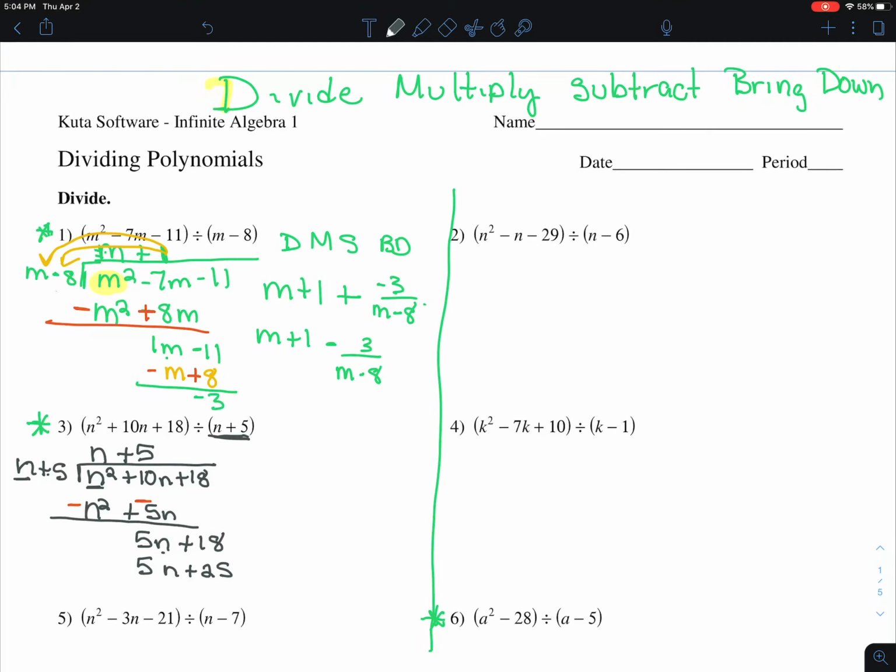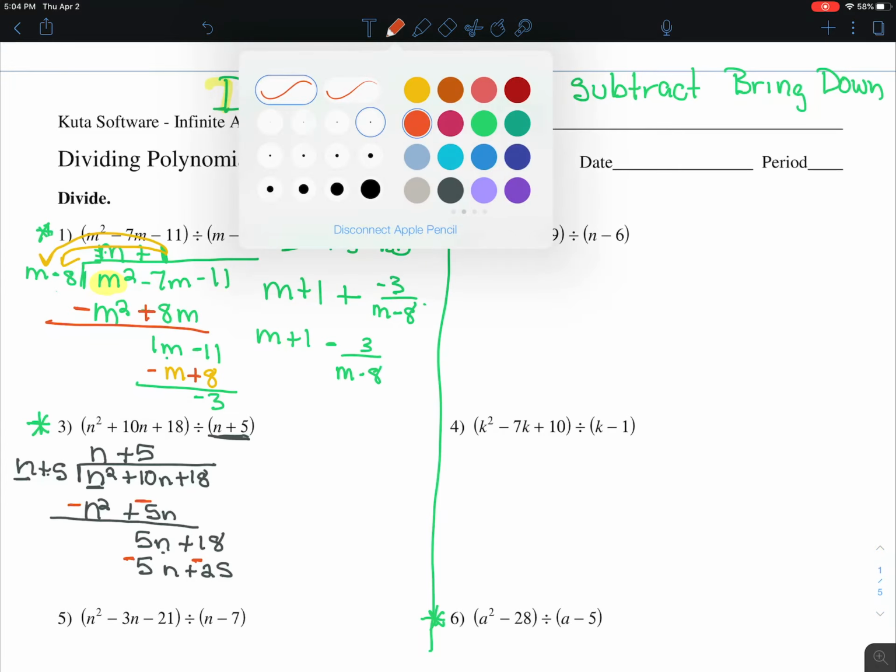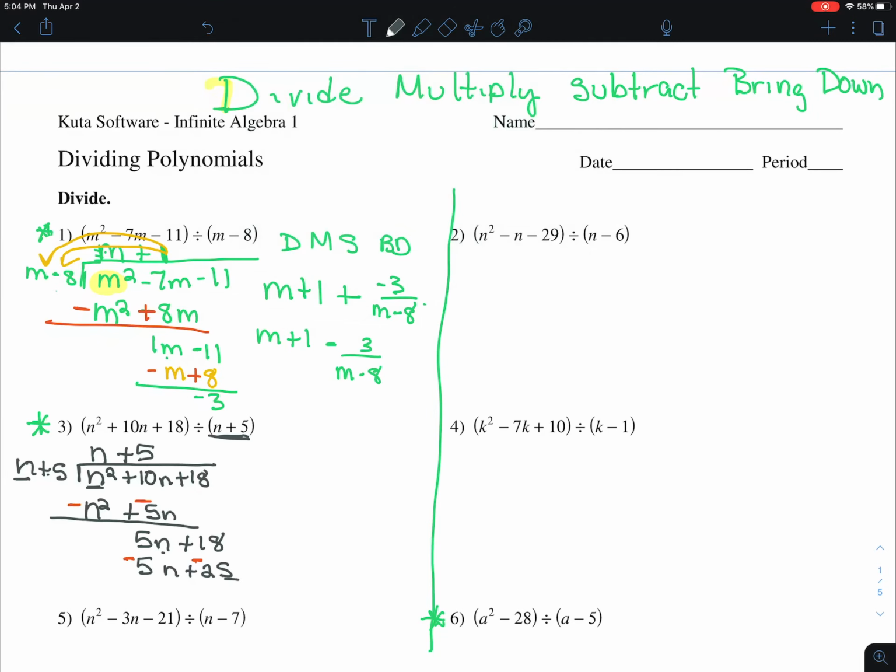My next step is to subtract. And remember, when I subtract, I am adding the opposite. So that becomes the 5n, 0 out. I have 18 minus 25 is negative 7. I can't go any further because I no longer have n terms. So my answer is n plus 5 minus 7 over n plus 5.